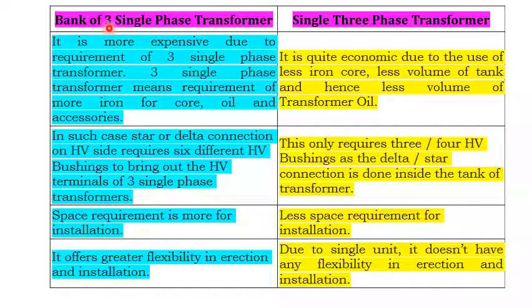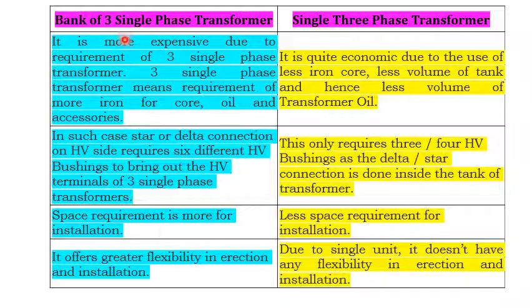Now if you go for the bank of 3 single phase transformers, the space requirement is more for installation. So this type requires more space for the installation. If we go for the single 3 phase transformer, the space requirement for the installation is less. That means here space requirement is more, and there space requirement is lesser.